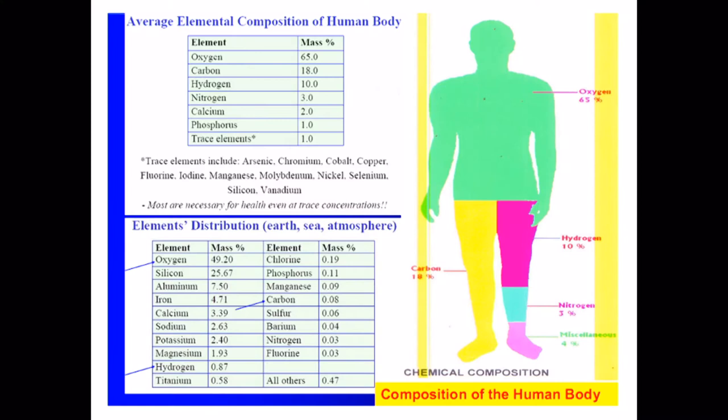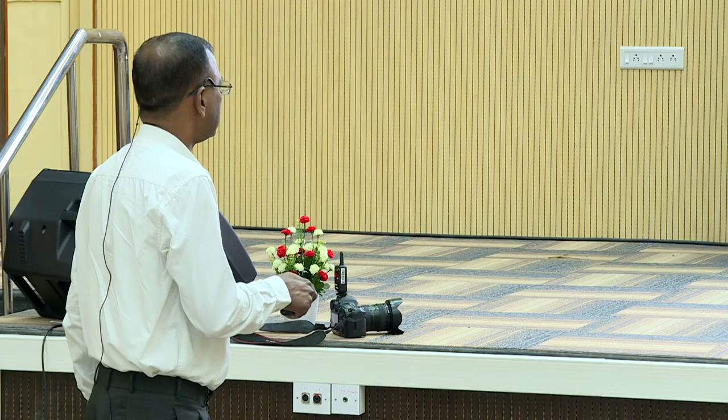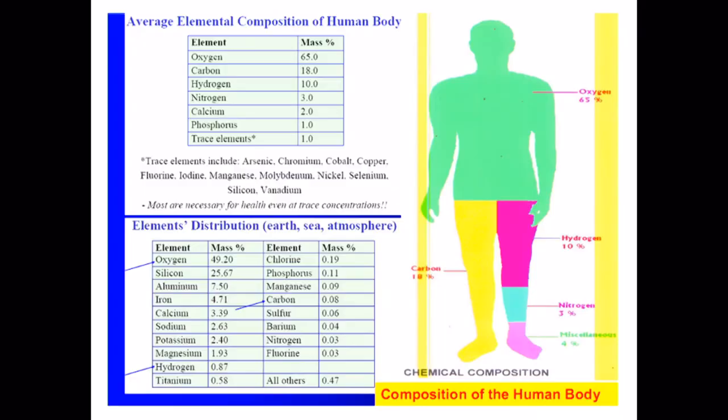You can see this is the whole composition of the human body, right? 65% of the body is only oxygen, and then 10% hydrogen, 5% nitrogen, 18% carbon, which are all materials in the human body. And the distribution of elements all over the earth, sea or atmosphere, you can see, right? These are all the things. Only three prominent materials are found in the human body: oxygen, nitrogen, and carbon.